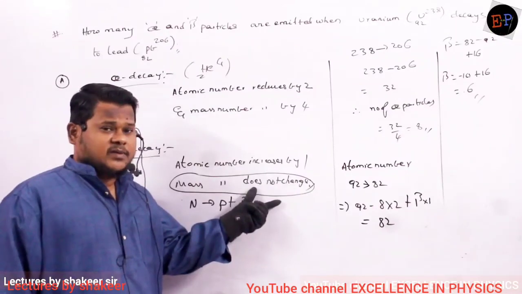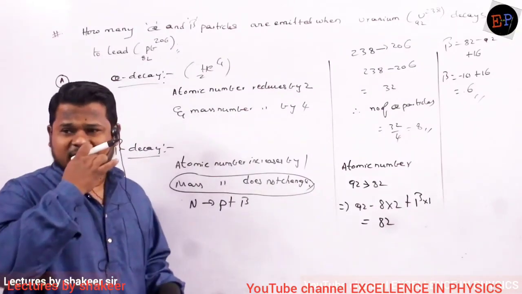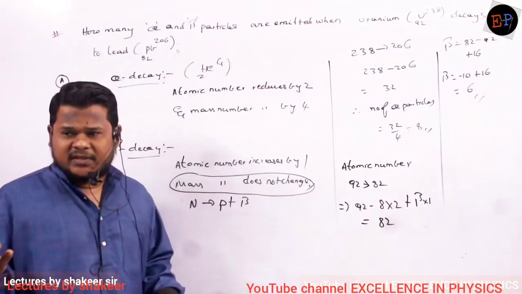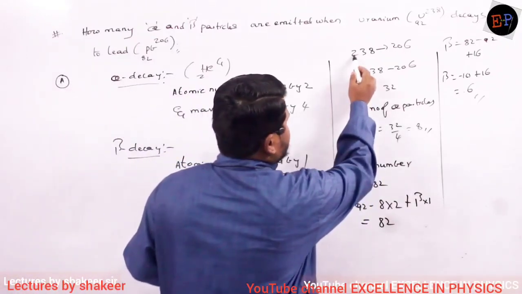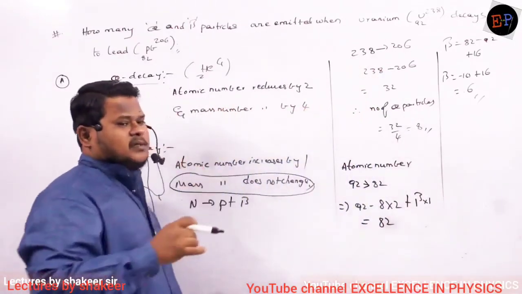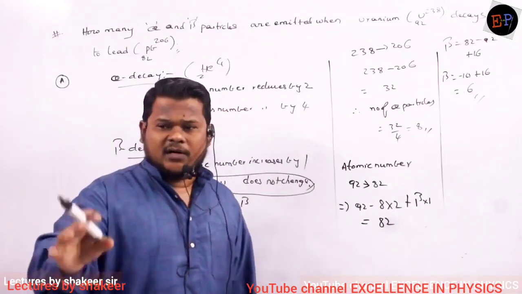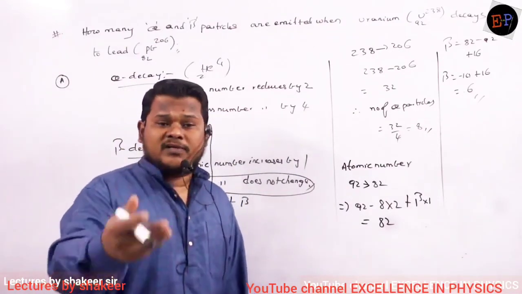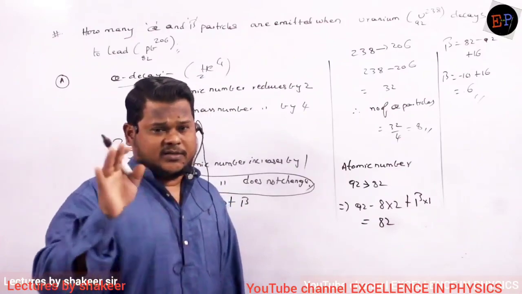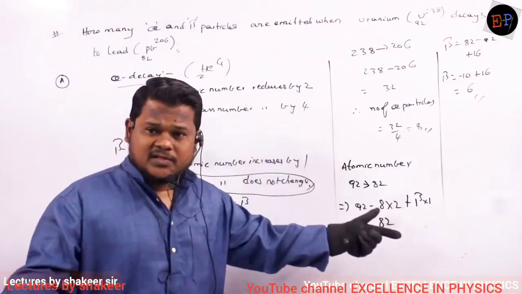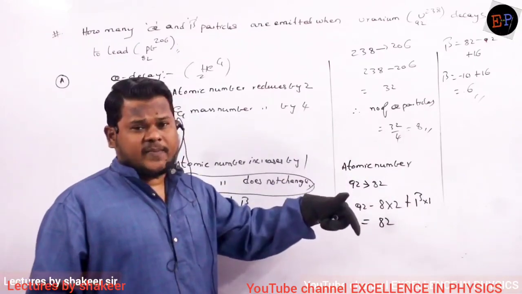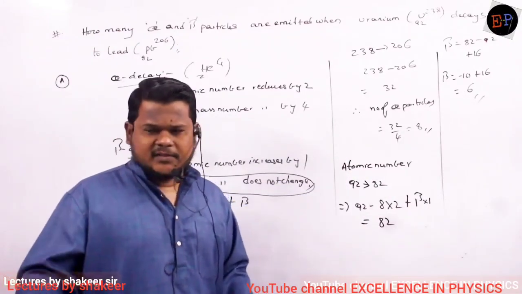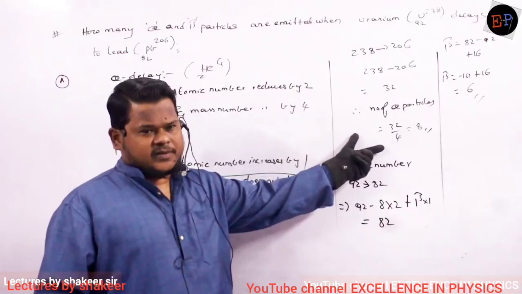In which condition? When an alpha particle is released or when a beta particle is released, mass number never changes. So in the conversion from 238 to 206, the contribution should be only because of alpha, because only when alpha is released will mass number change. If mass number has changed, what is it due to? Only alpha. Beta cannot change the mass number. So first you calculate that one, 8 alpha.